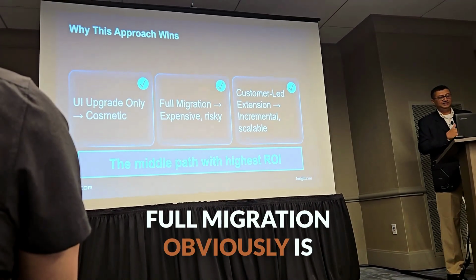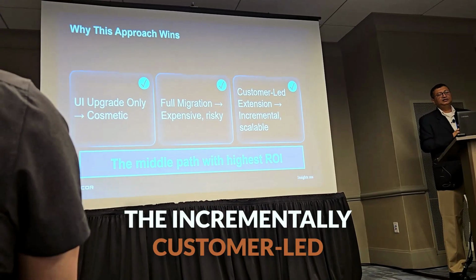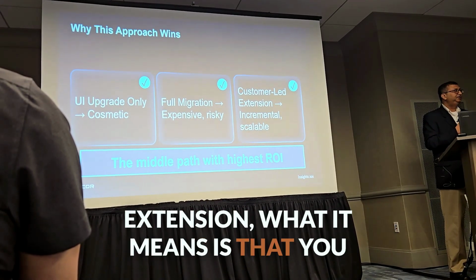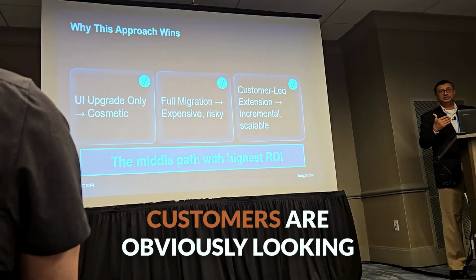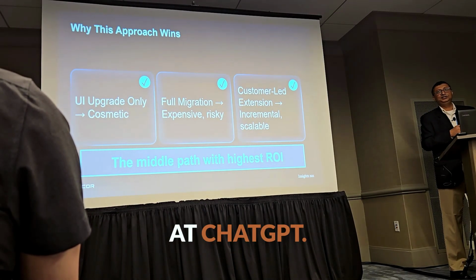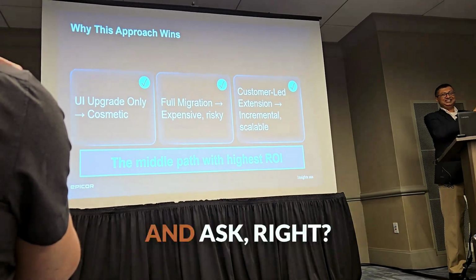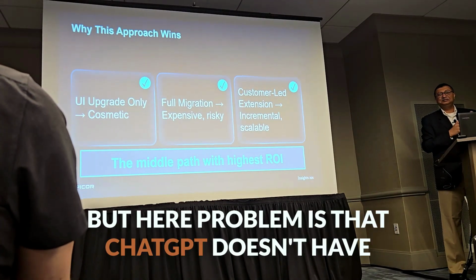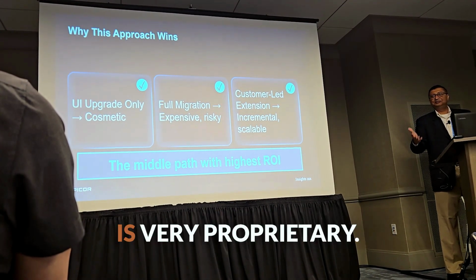Full migration obviously is expensive and costly. The incremental customer awareness, what it means is that you are trying to adapt to how customers are looking at it. Customers now are obviously looking at ChatGPT. First thing nowadays, everybody who has a problem will open up ChatGPT and ask, right? But the problem is that ChatGPT doesn't have any of your answers about Woodway, and they will never have it because this is very professional.